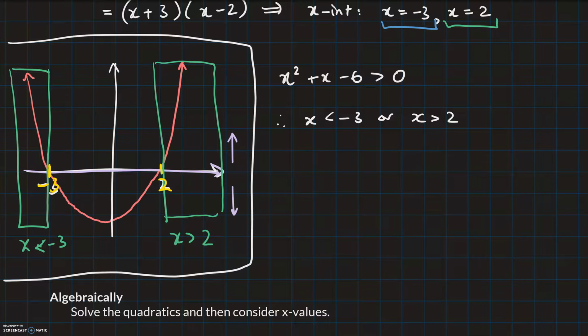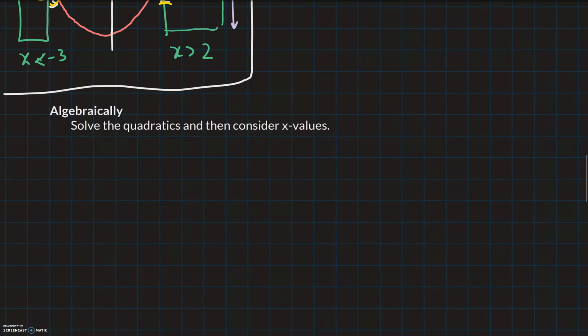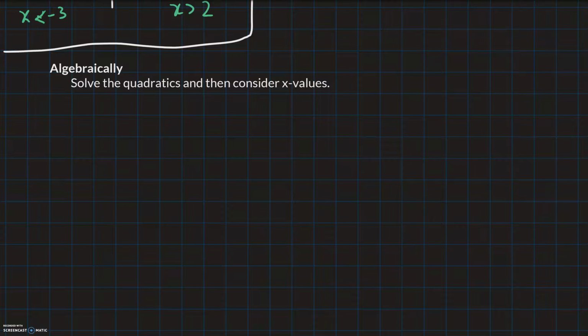And I just check, am I above or am I below? Now the second way that I went through really quickly was algebraically solving it. So to solve quadratics algebraically, I needed to just find my critical values, so finding those x-intercepts, and then I look at x values around that range.